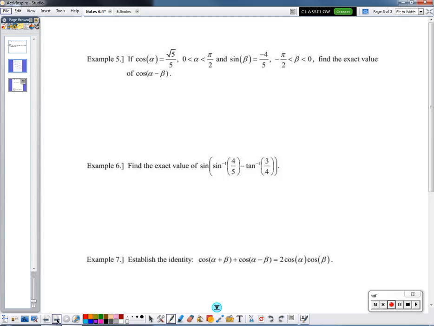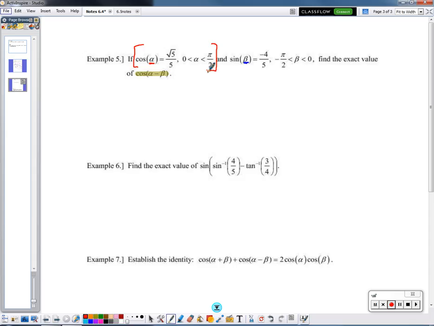So they're giving me two different trig functions, cosine of alpha, and they're giving me sine of beta. They also tell me something specific about alpha and beta in terms of where they're located. And then they want me to find the cosine of their difference. So the first thing I want to look at is this first piece of information here, and I want to make sure that I understand it in terms of where that angle is located and find all of its different function values on its triangle.